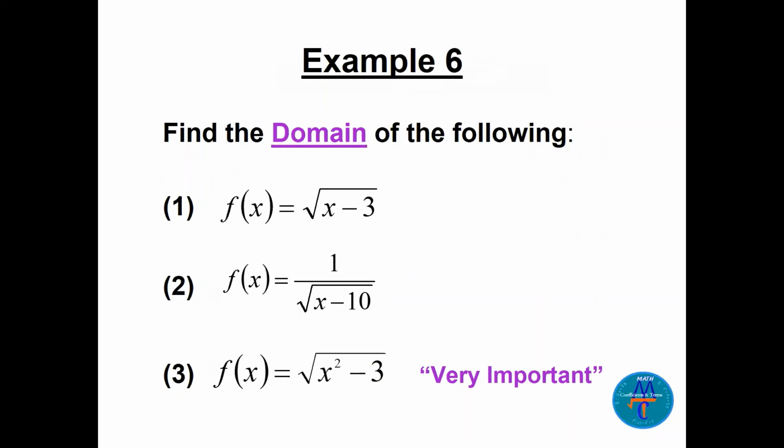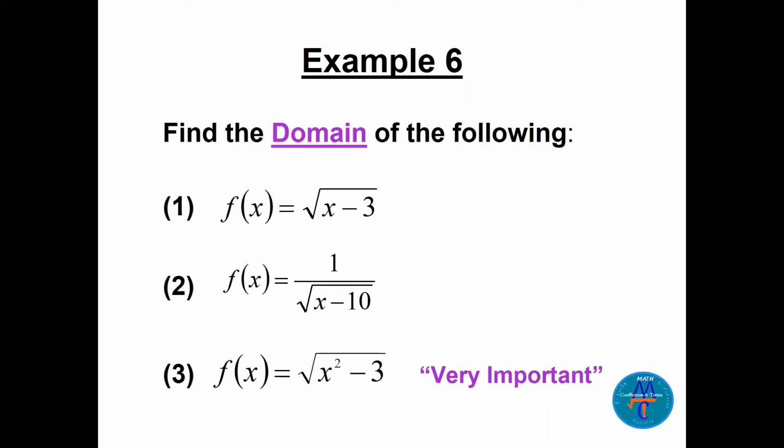Let's see more and more. Find the domain of the following: f of x equals square root of x minus 3, 1 over square root of x minus 10. And here we have a square root similar to number 1, but I put squared here. You see, x squared minus 3. And I said very important. You will know why after a few minutes.